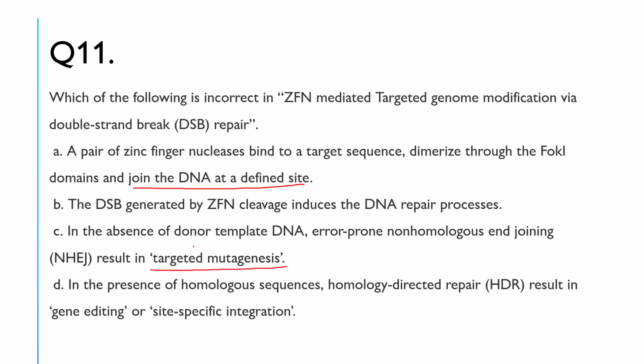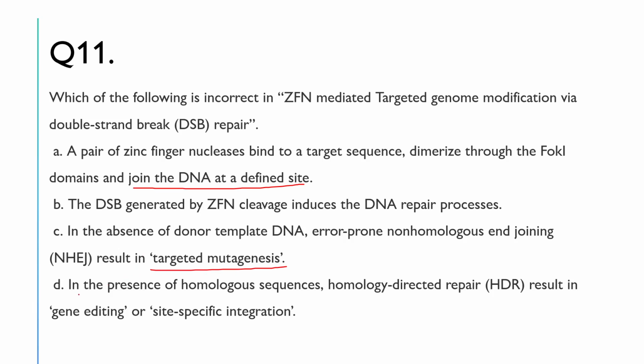In the absence of donor template DNA, error-prone non-homologous end joining results in targeted mutagenesis. Why is the donor template DNA absent? Because it generally results in a double-stranded break, not a break in a single strand. So both the strands have been broken, so they can't be used as a template for each other. So it leads to targeted mutagenesis.